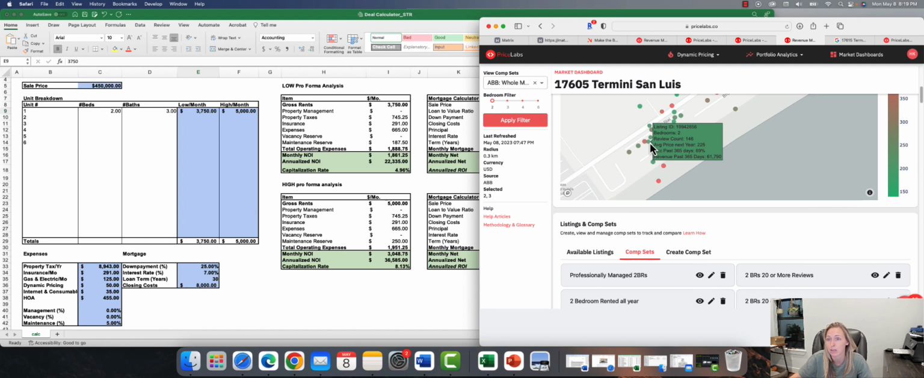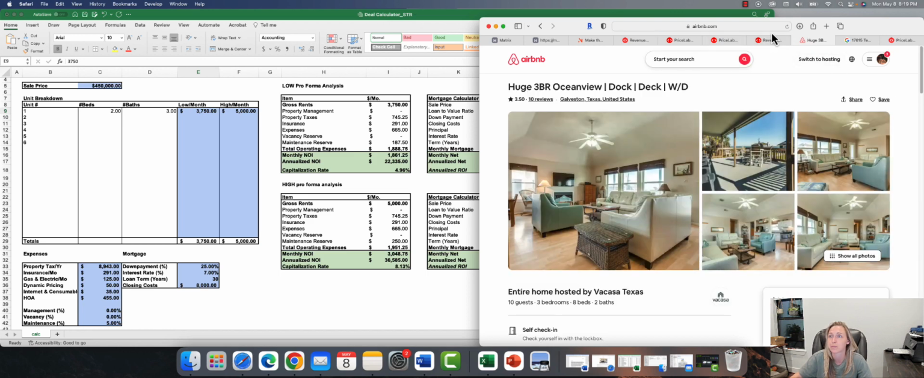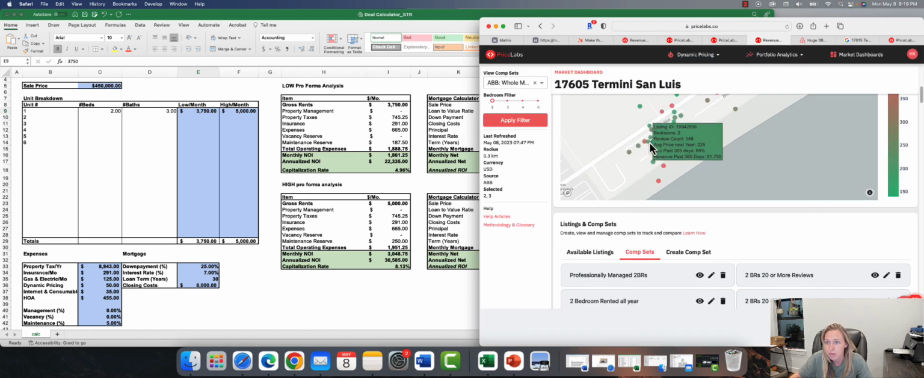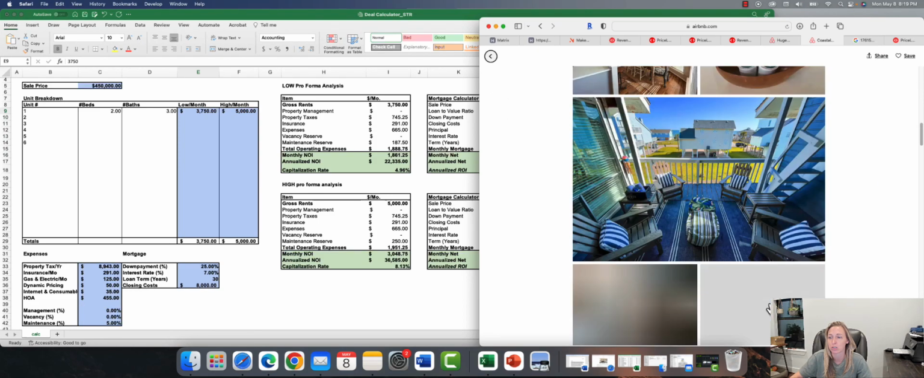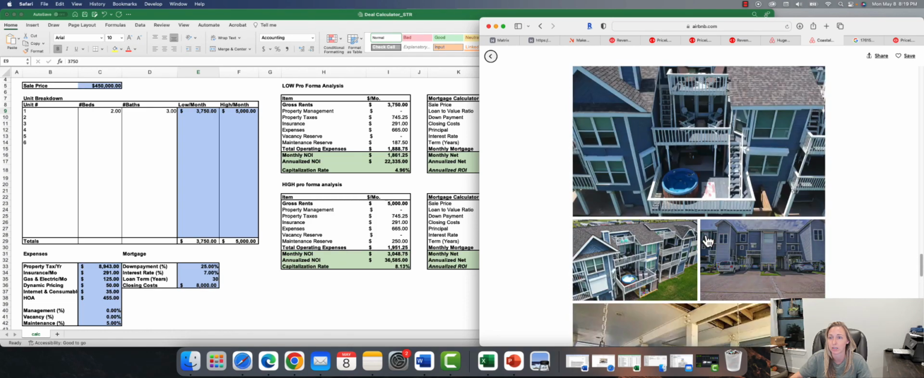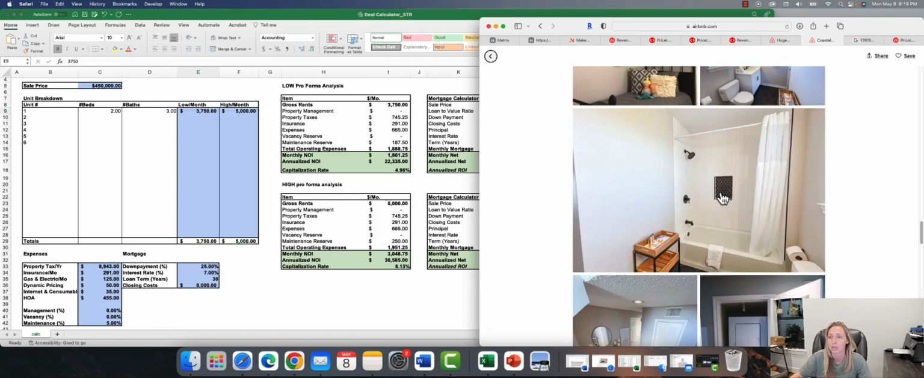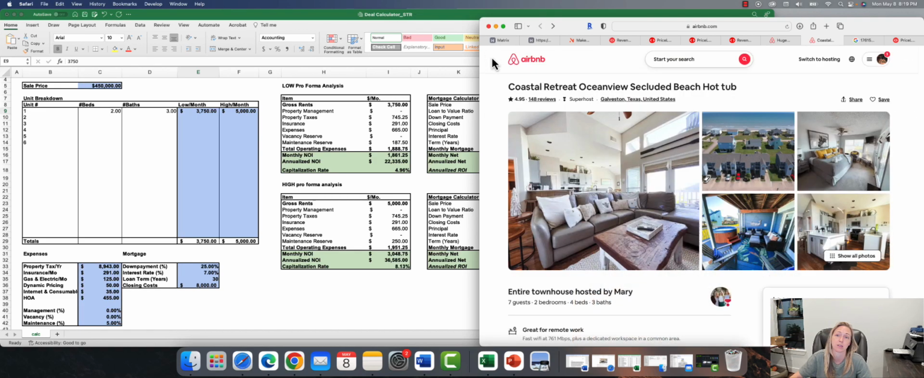What's cool is I can literally click this. Oh, I clicked the wrong one. Literally click this one, and that is a very similar property to what we're looking at purchasing. So you can look at their pictures, see what amenities they have, you can literally look at everything. Look, they have a little hot tub, which probably allows them to do really well. But it's a 2-bedroom, and it's making $62,000 and made $62,000 last year, which to me is really good.